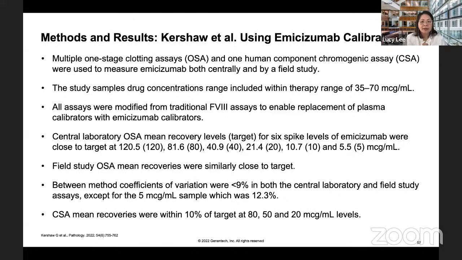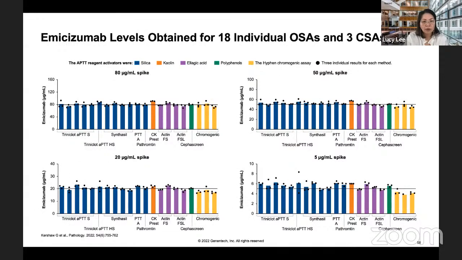And again, this is the methods here, but I think the key takeaway is that multiple one-stage assay and the human chromogenic assay were used in this study, and the samples included drug concentrations within what we know to be the therapeutic range. And there was a use of a modified one-stage assay and the emicizumab calibrator to determine and quantify emicizumab level. And essentially, there was good recovery of these levels, both at the central lab as well as from the field labs, and good correlation.